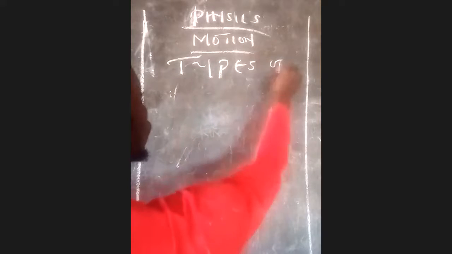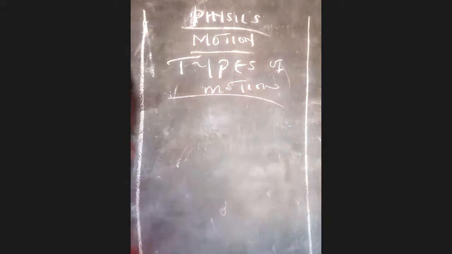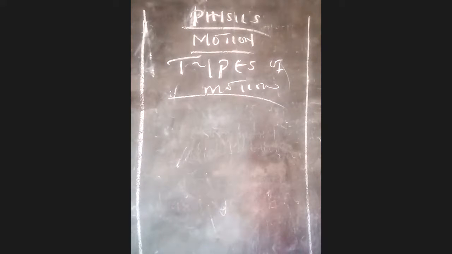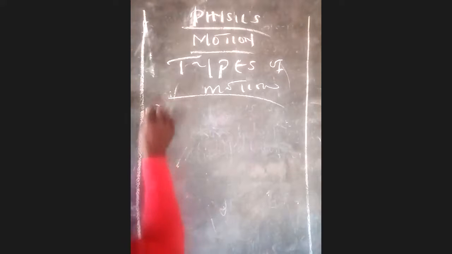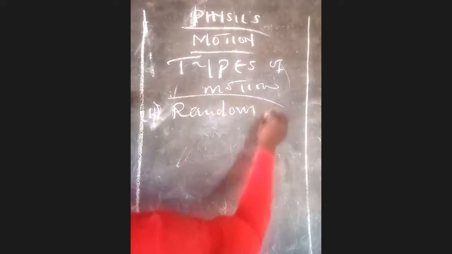Types of motion. Here we'll be talking about 5 types of motion. We'll be talking about random motion.